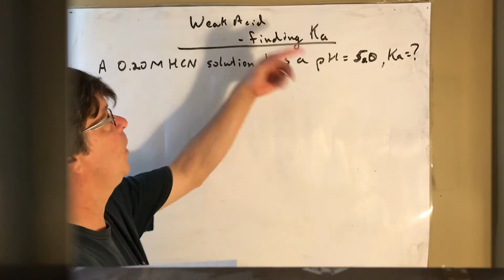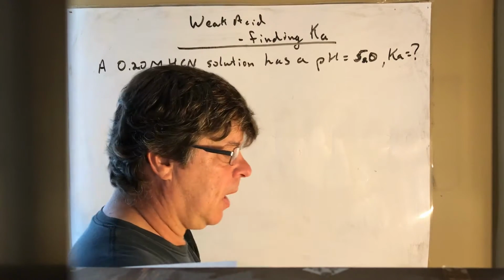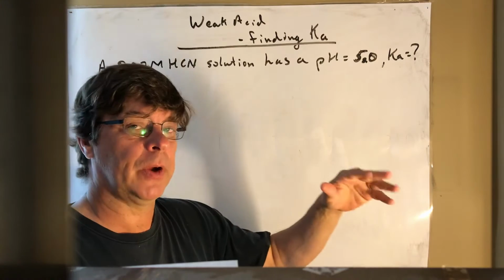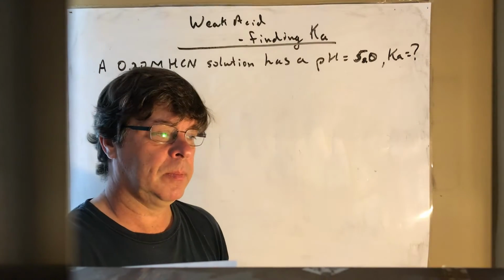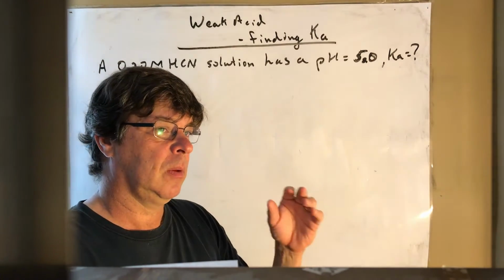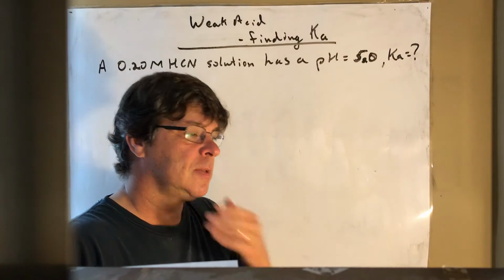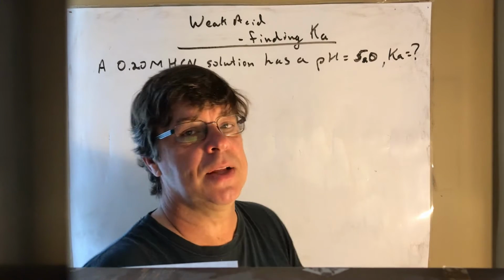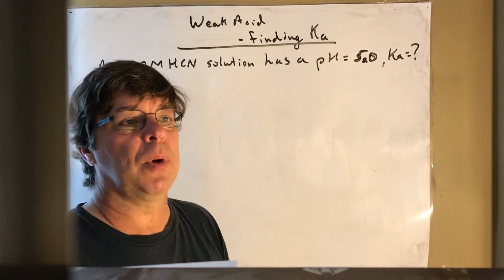We're going to continue some weak acid type of problems. Remember, weak acids only donate some of their hydrogen ions. That's the difference between weak and strong. So if it's strong, take the negative log of the concentration, done, pH. If it's weak, it's a little more complicated.